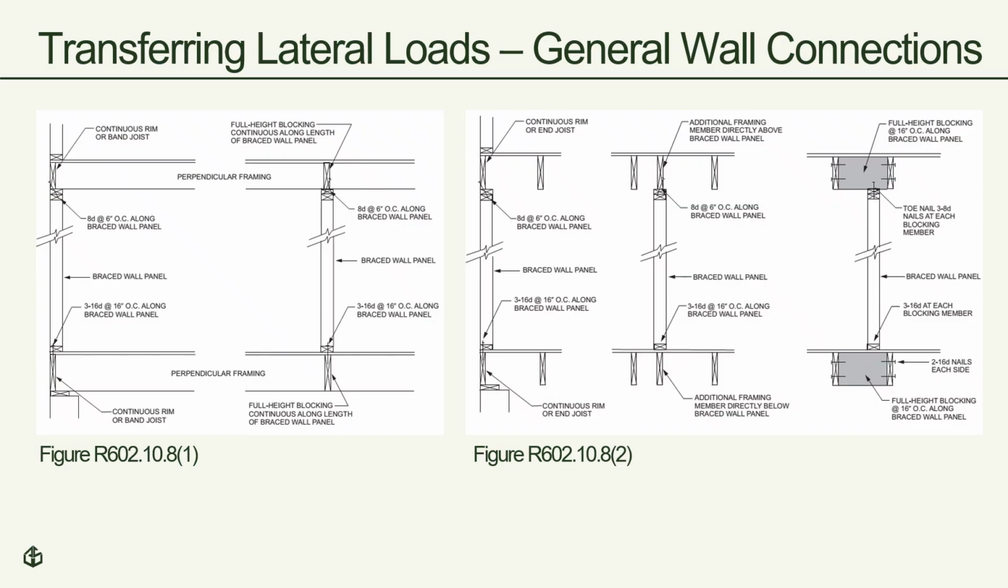On the right, you can see two options for connections of interior brace wall panels that are parallel to the joists above and below. In that scenario, either a joist must be located in alignment with the brace wall panel, or blocking must be provided 16 inches on center to transfer the load to the parallel joists.